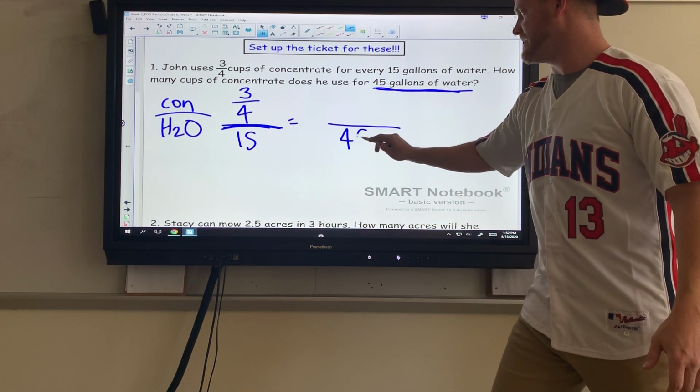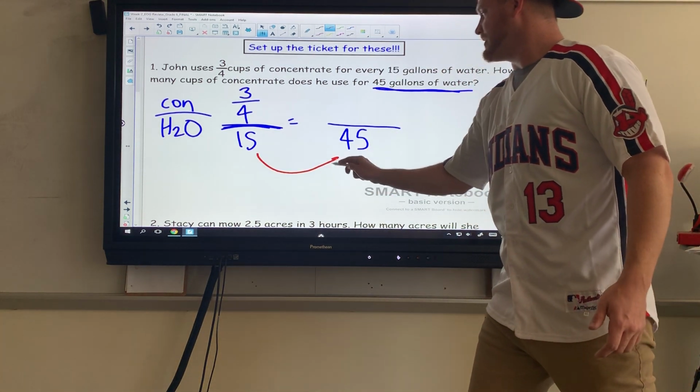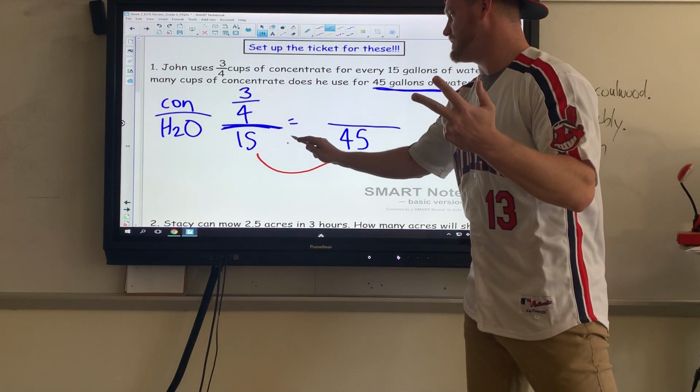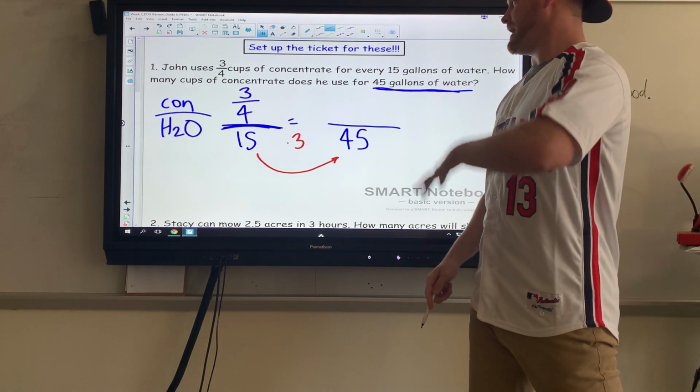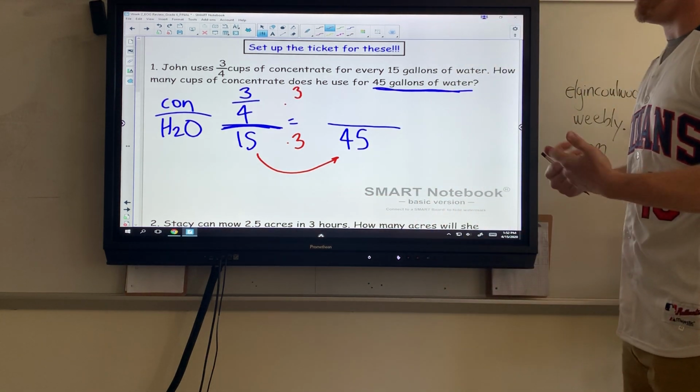So 45 is down here. Last but not least, figure out how many times 15 goes into 45. Well, 15, 30, 45, it goes in 3 times, so we've got to multiply by 3. One at the top to the bottom, vice versa. 3/4 times 3. If you got a calculator, go ahead and use it.